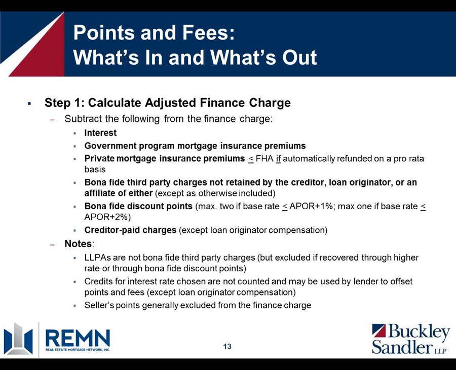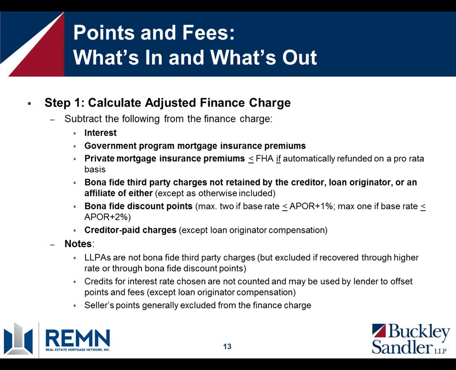Okay. The other thing you can subtract is bona fide third-party charges that are not retained by the creditor, the loan originator, or an affiliate of either. So this means that all the third-party settlement costs, to the extent they were captured in the finance charge, are out, unless it's kept by the creditor, loan originator, or an affiliate. Although there are certain provisions, and we'll go through them, that come back in, and most notably, the private mortgage insurance premiums, to the extent you have to count something there, the fact that it's going to a third party doesn't let you exclude it. So there are limitations on this bona fide third-party exclusion, but generally speaking, that stuff's all out.